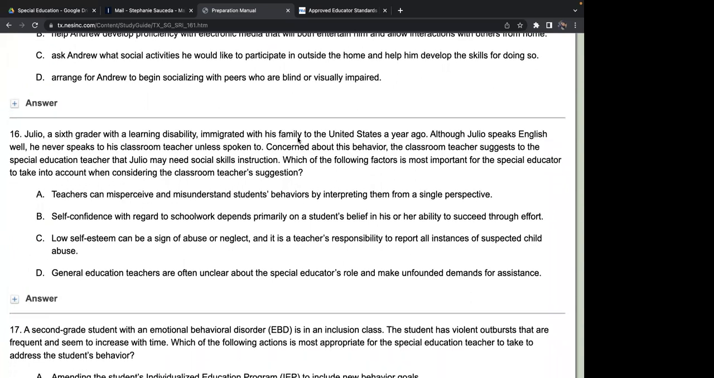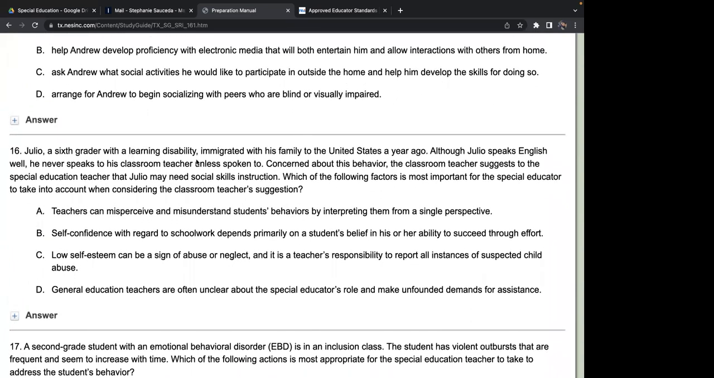We have Julio, a 6th grader with a learning disability, who immigrated with his family to the United States a year ago. Although Julio speaks English well, he never speaks to his classroom teacher unless spoken to. Concerned about this behavior, the classroom teacher suggests to the special education teacher that Julio may need social skills instruction. Which of the following factors is most important for the special education educator to take into account when considering the classroom teacher's suggestion? So, he may need it, but he may not, based on his culture.